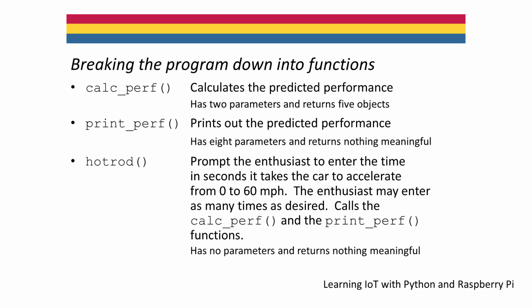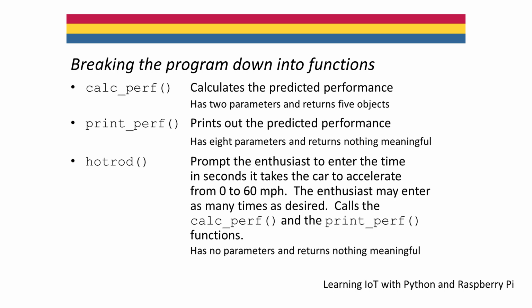This program will be composed of three functions: the calculate performance function, the print performance function, and the hot rod function. For brevity, we'll name the first two functions calcperf and printperf respectively. The hot rod function should prompt the enthusiast for the name of the dream car, the number of seconds it takes the car to accelerate from 0 to 60 miles per hour, and an arbitrary number of seconds. The hot rod function also calls the calcperf and printperf functions. The enthusiast should be able to get performance predictions for as many cars as desired. The hot rod function is defined to have no parameters, and it returns nothing meaningful.